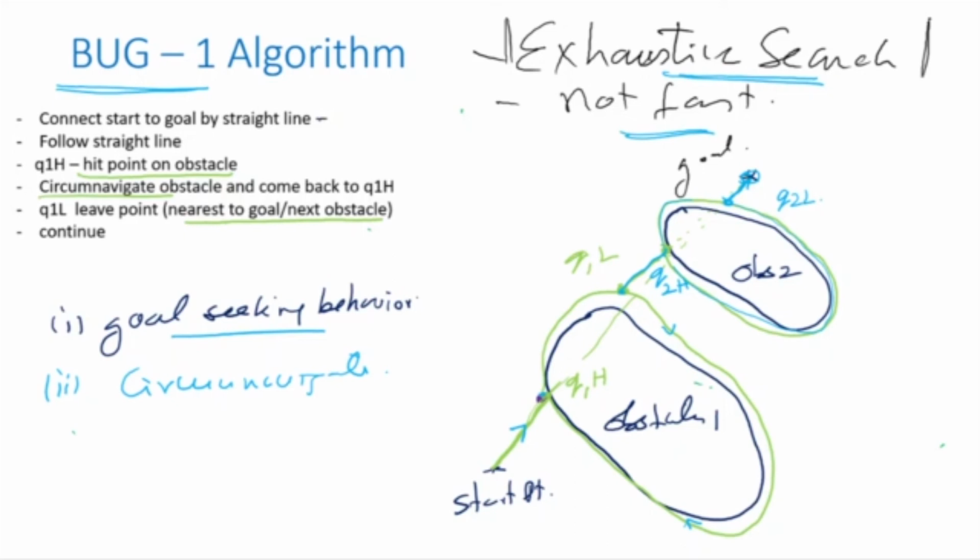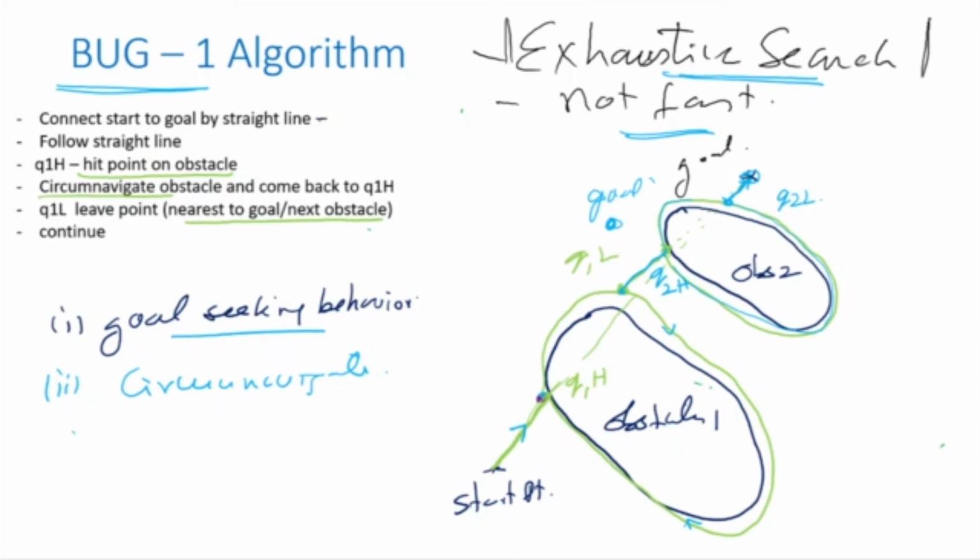Why? Because it is circumnavigating each time. So if there's a long obstacle, you can imagine it will keep going all around the obstacle, where it actually doesn't have to do that. For example, if the goal was somewhere here, then for nothing it will just be going round and round the obstacle, and then it will come here, find the leaf point and then go there. But this is an exhaustive search, which means that it has looked at all the possibilities. This is the earliest algorithm, called the bug algorithm.